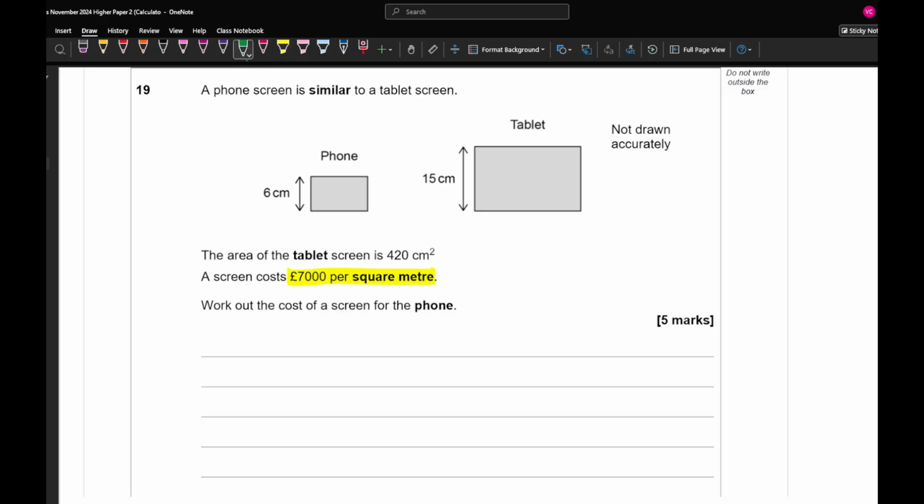Now, to do that, if we look at a square meter, that's 1 meter by 1 meter. If we want the units to be in centimeters, then what I need to do is convert those meters into centimeters.